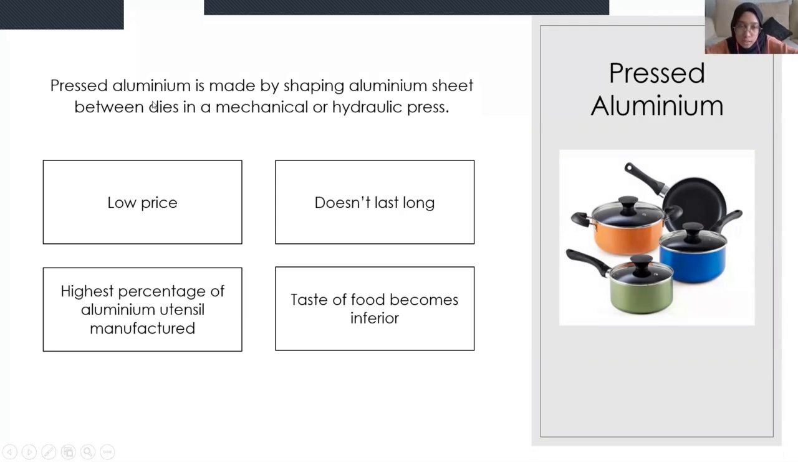However, it doesn't last long. For instance, if you are cooking something in a big portion, this is not the best choice, because the handle cannot support the heavy weight, so the handle might become loose or completely fall off. This type has the highest percentage of aluminium utensils manufactured, and the taste of food becomes inferior because aluminium is highly reactive with acidic food such as vinegar and citrus, but the amount of aluminium leached into the food is minimal.